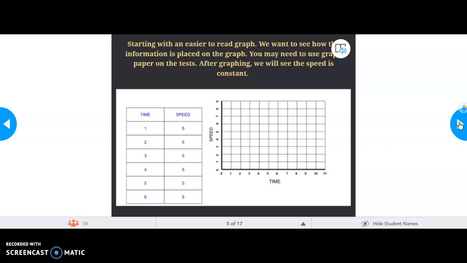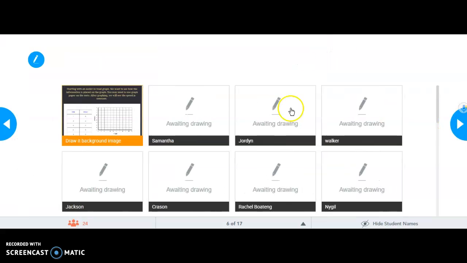I know I've printed off like 4,000 sheets of graph paper for Miss Weevil this week. So it'll be the same graph paper. That's EOG graph paper.